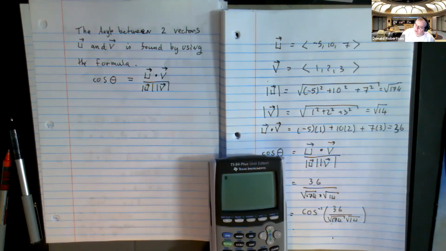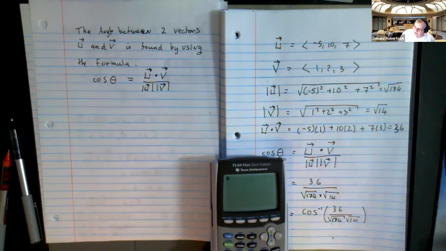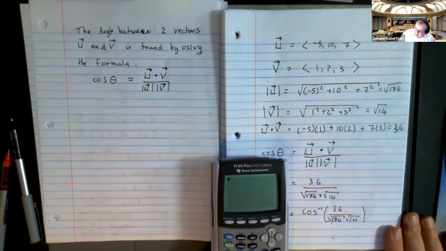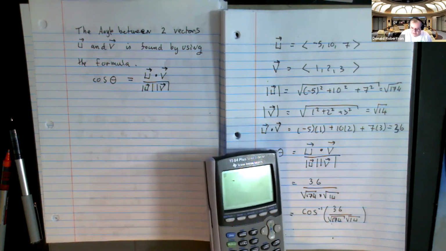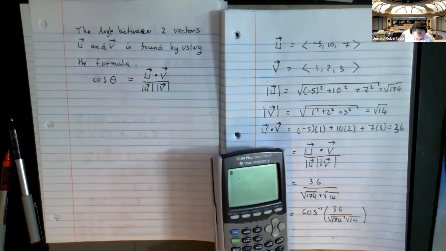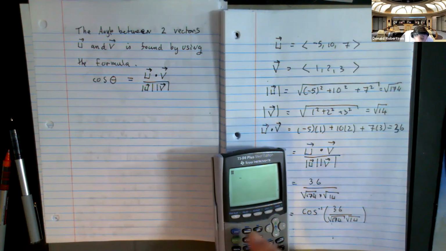So if the question says, I want it in radians, do it. If the question just says, find the missing angle, we will assume that they mean degrees, because in many practical ways, degrees just make more sense to human beings. Now, here is my first mistake. Inverse cosine of 36 divided by the square root of 174 times the square root of 14.